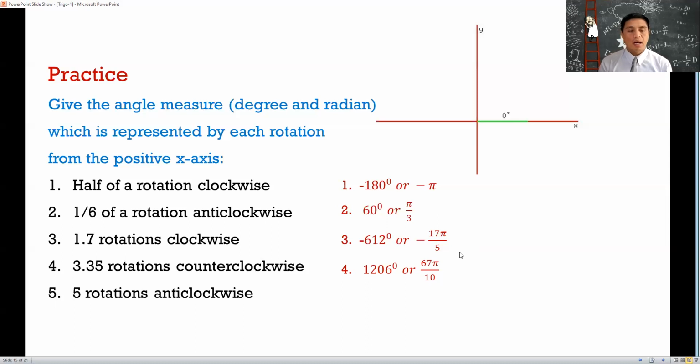Number 5, how much is the angle 5 rotations anti-clockwise? Now anti-clockwise means the same thing as counterclockwise. So the angle will be positive. So what is 5 times 360 degrees? It is 1,800 degrees. Okay? Or 10 pi radian.